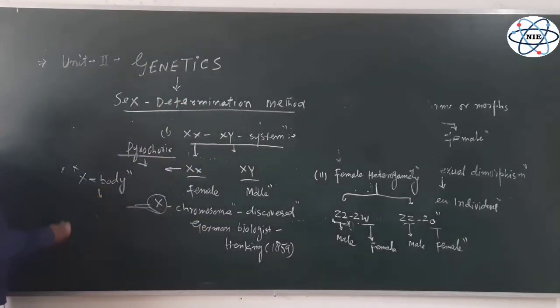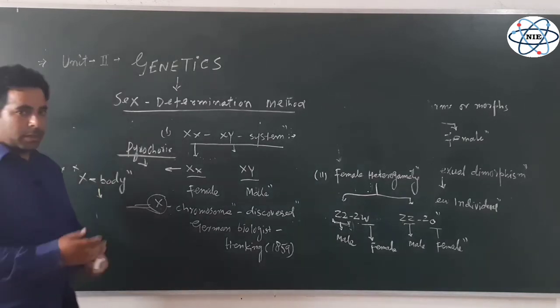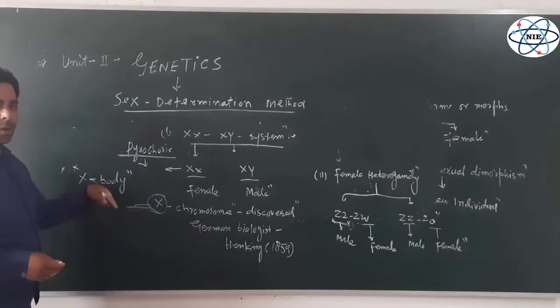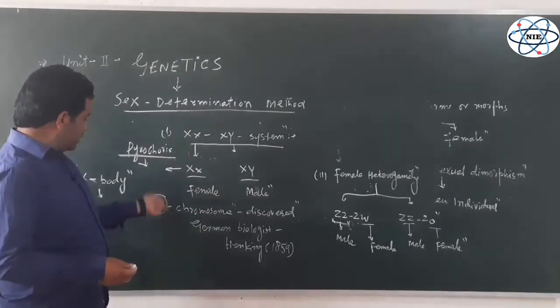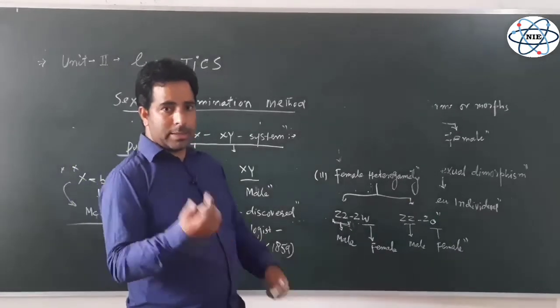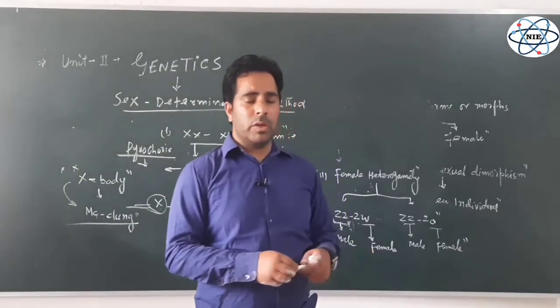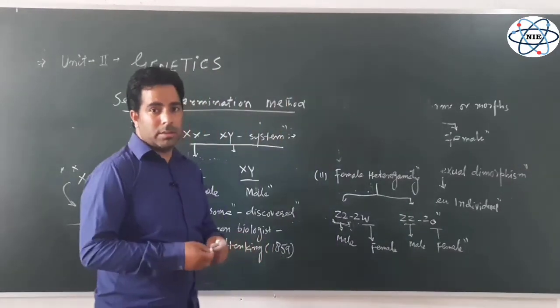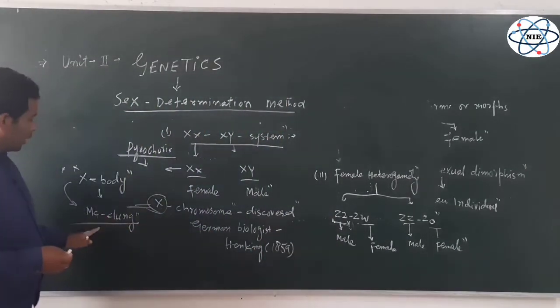Later, the significance of this X body, its significance for sex determination, was given by an American biologist whose name was McClung. The X chromosome is responsible for the determination of sex, for the development of sexual characters in an individual.